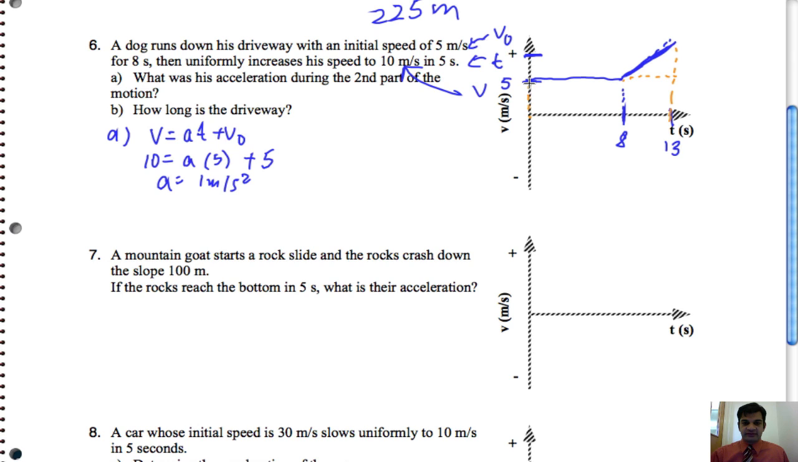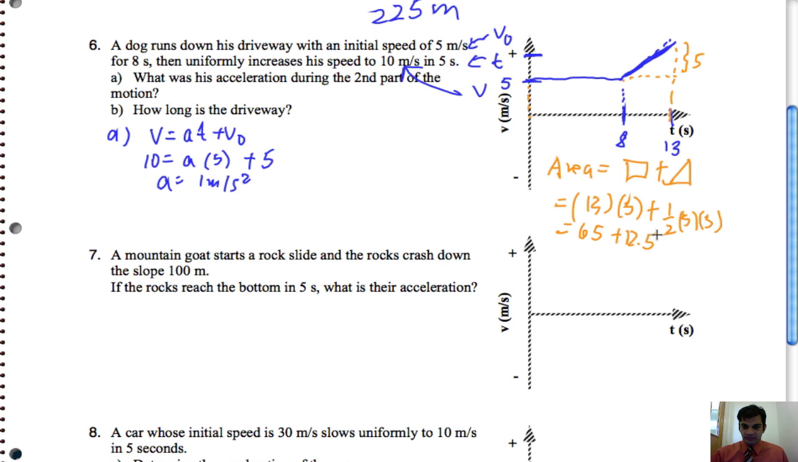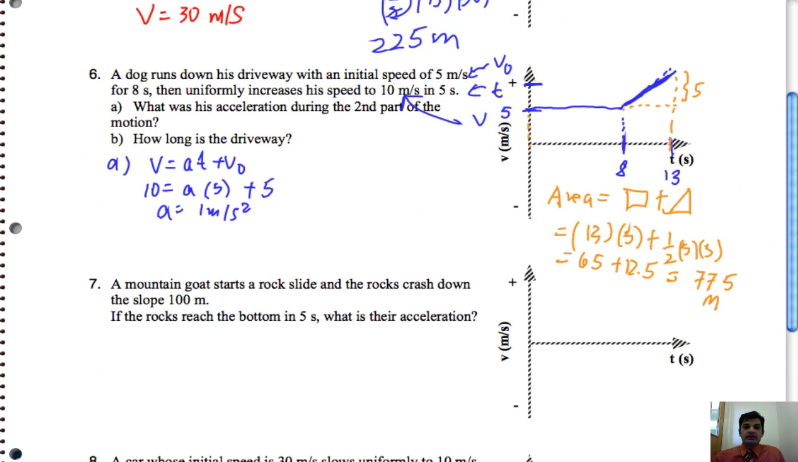So we have 13, and we have a height of 5, so the area is going to be the rectangle plus the triangle. So the rectangle is going to be 13, that's the base, times the height, which is 5, or length times width. And then the triangle is going to be 1/2, so we go from, let's get the height. The height here is 5. And we have an additional 5 here, so this is going to be 65 plus 12.5. So what we end up getting for part B is 77.5 meters. Right. So that's that.